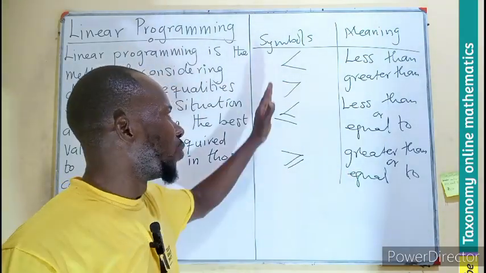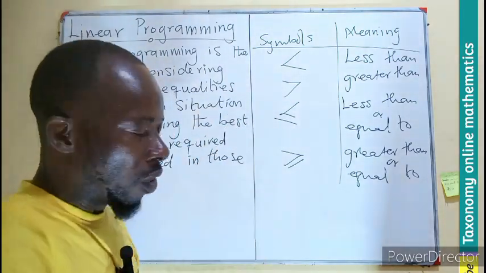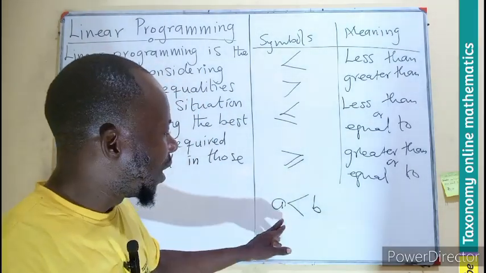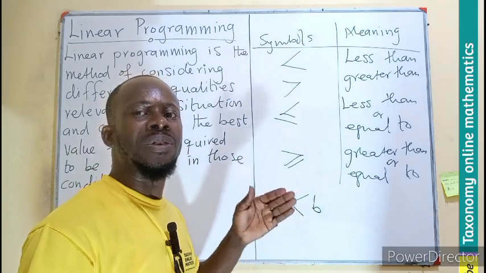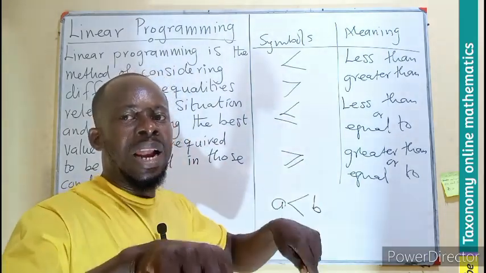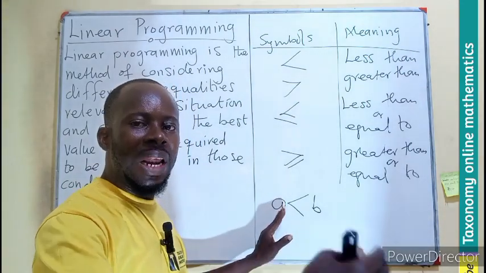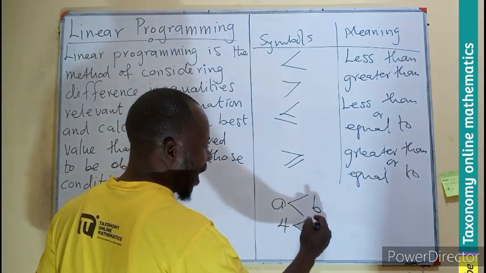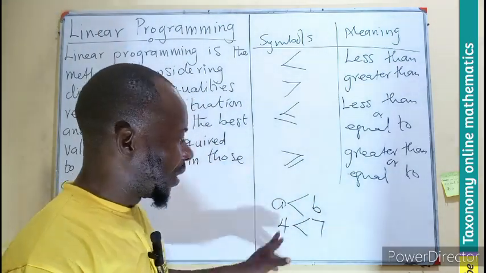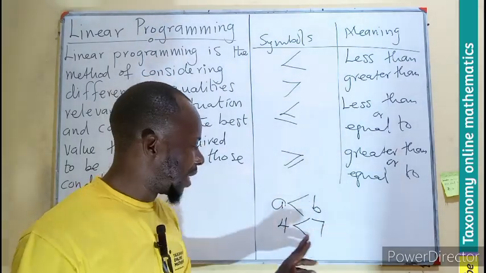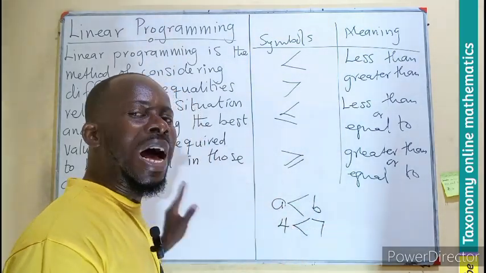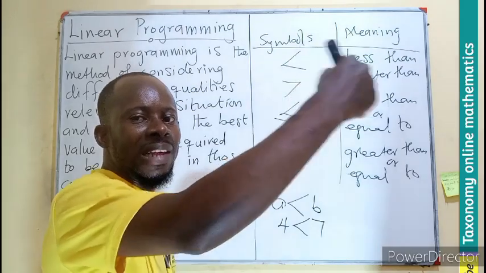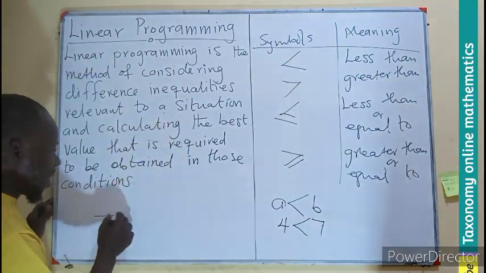So if we are using these symbols, let's say A is less than B, this is true only if A is found at the left side of B on the number line. Simply put, if I have 4 less than 7, this is true only if on the number line 4 is found at the left side of 7. Or better still, 7 is found at the right side of 4 on the number line.